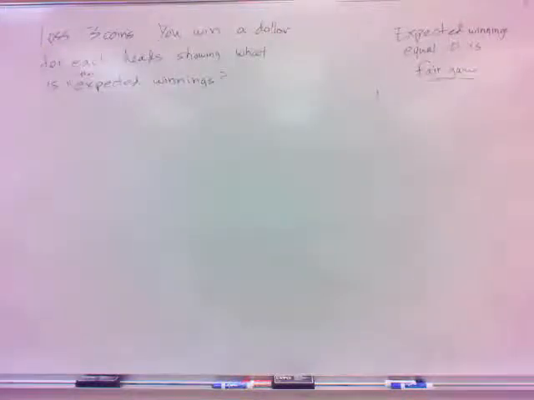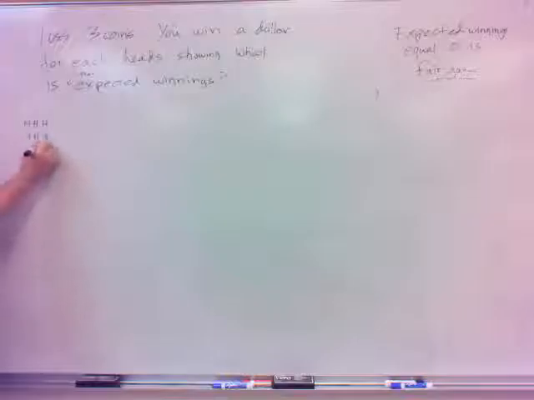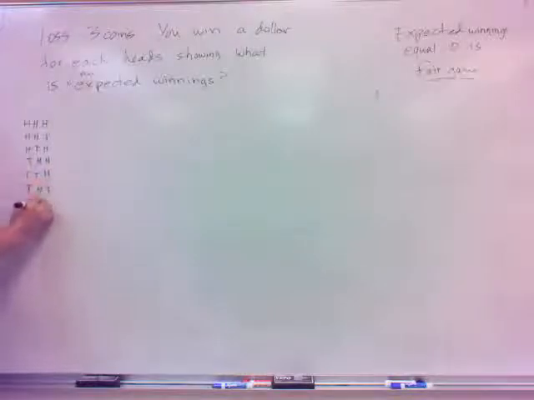Well, since we're doing 3 coins, we could have what? Let's do the list. Heads, heads, heads. Heads, heads, tails. Or we could do heads, tails, heads. Or tails, heads, heads. For 2 heads and 1 tail, right? Then we could do 2 tails, 1 head. Tails, tails, heads. Or tails, heads, tails. Or heads, tails, tails. Or we could do tails, tails, tails. There's 8 of them. That's our list.